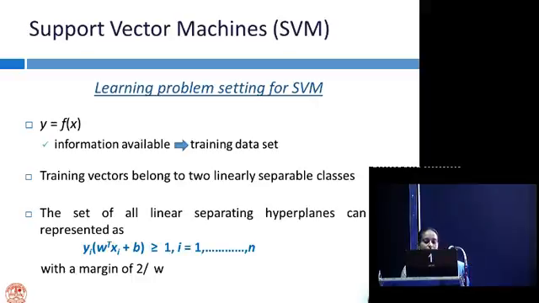Now, in case of linearly separable classes, the learning problem can be expressed as follows. We have a non-linear dependency between a high-dimensional vector x and an output y, and we don't have any prior information on this. All we have is the data set, and if they are linearly separable, then the linear separating hyperplane can be represented as an equation, and the margin can be calculated to be 2 by norm of W.